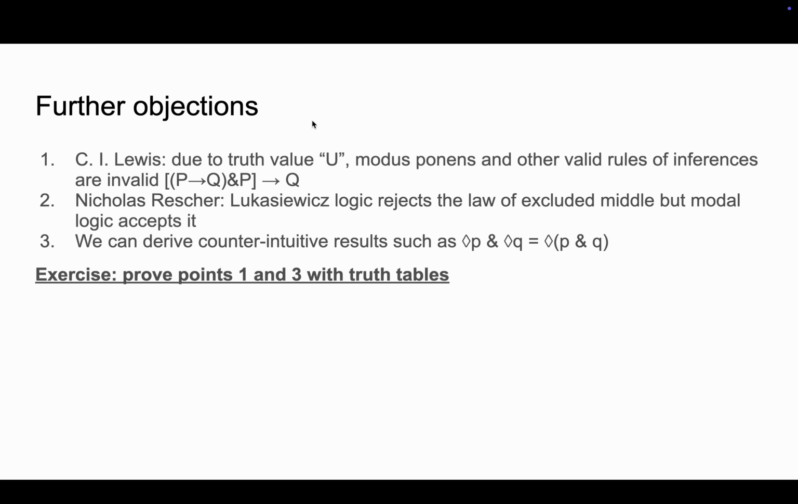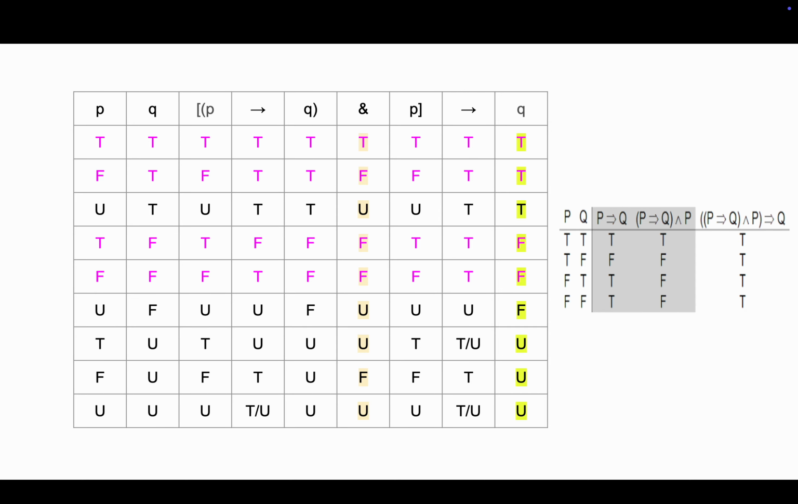The proofs for 1 and 3 will be shown in the next few slides. If you want to attempt them, you can pause the video and try it. Otherwise, I'll move on to the proofs. This is the proof for modus ponens, for the invalidity of modus ponens.